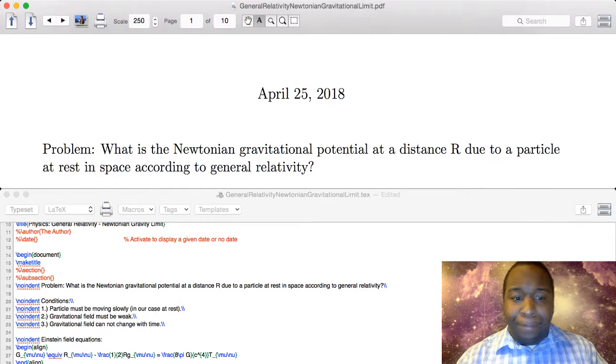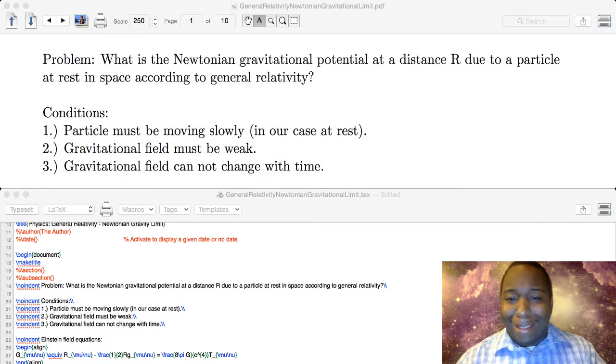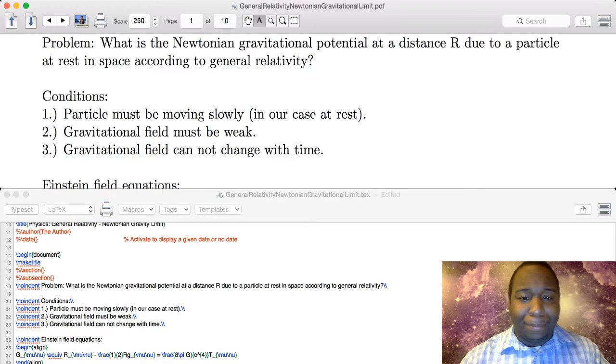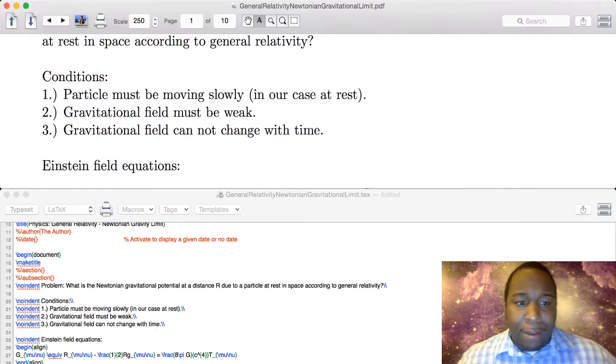All right, so E equals mc squared. That's Einstein's famous formula. The conditions that we are applying to this problem are that the particles must be moving slowly. In our case, our particle is just at rest. The region that we're analyzing must have a weak gravitational field, of course, due to the particle, and that field cannot be changing in time.